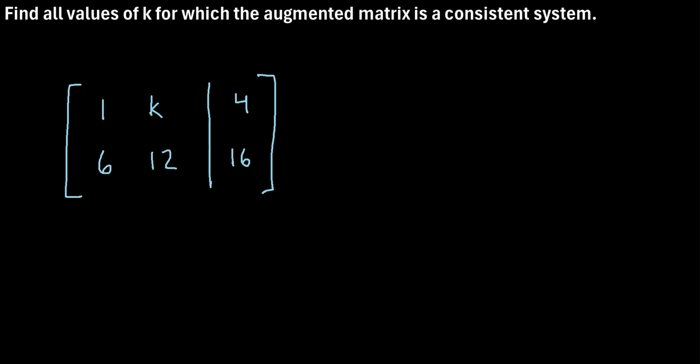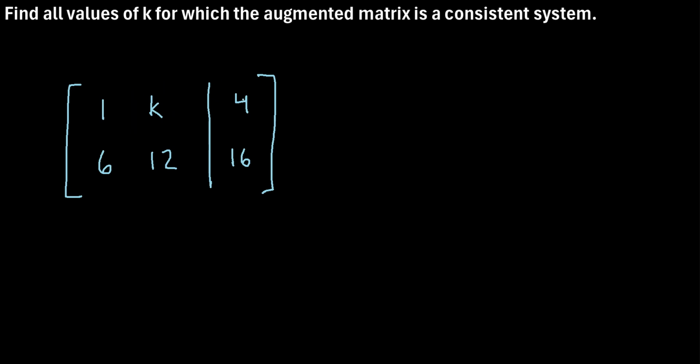In this video, we will talk about how to find all values of k for which some augmented matrix is a consistent system. So I have three examples for us to work through here. Let's check out the first one. Let's say we have the following augmented matrix with these values. For what values of k would this augmented matrix be a consistent system?